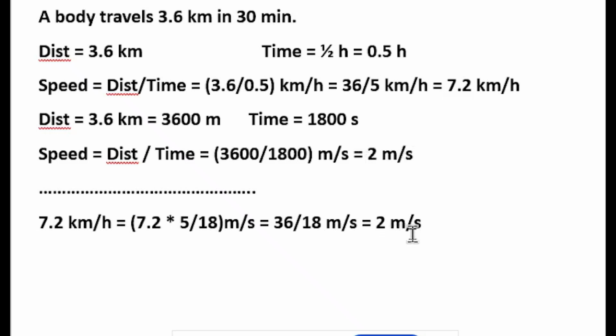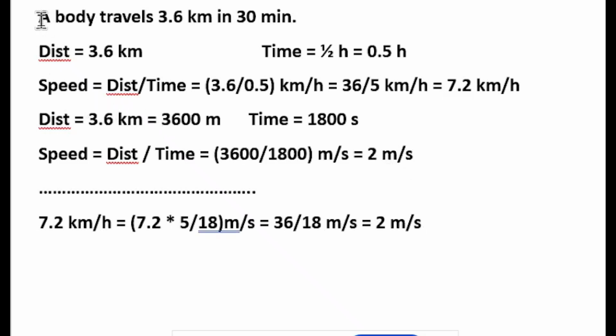Either 7.2 you can convert using this 5 by 18, or you separately convert kilometers to meters and minutes to seconds, the same answer, 2 meters per second. Method 1, method 2, first way, second way, the answer will be the same. Got it?